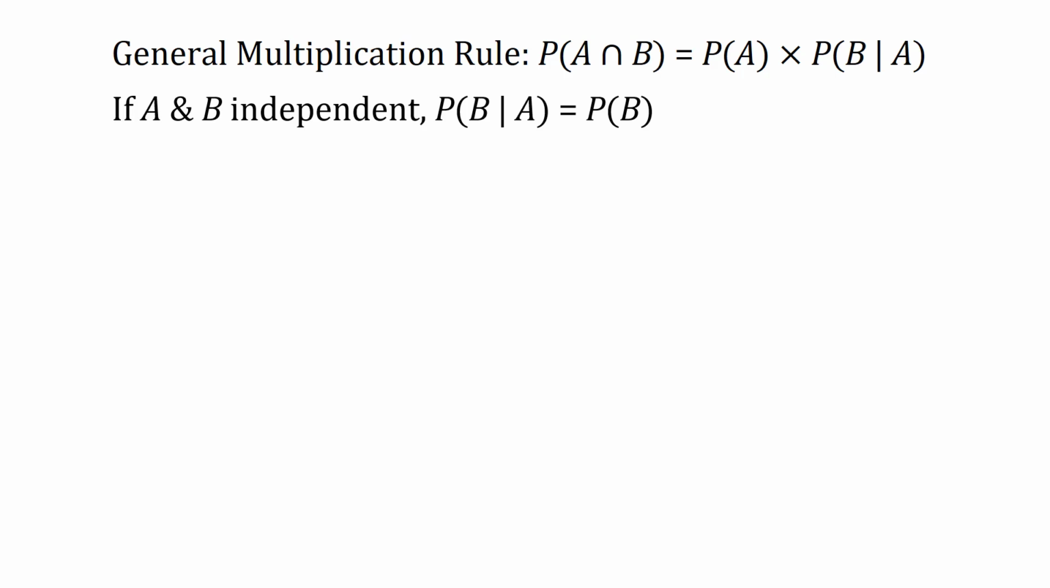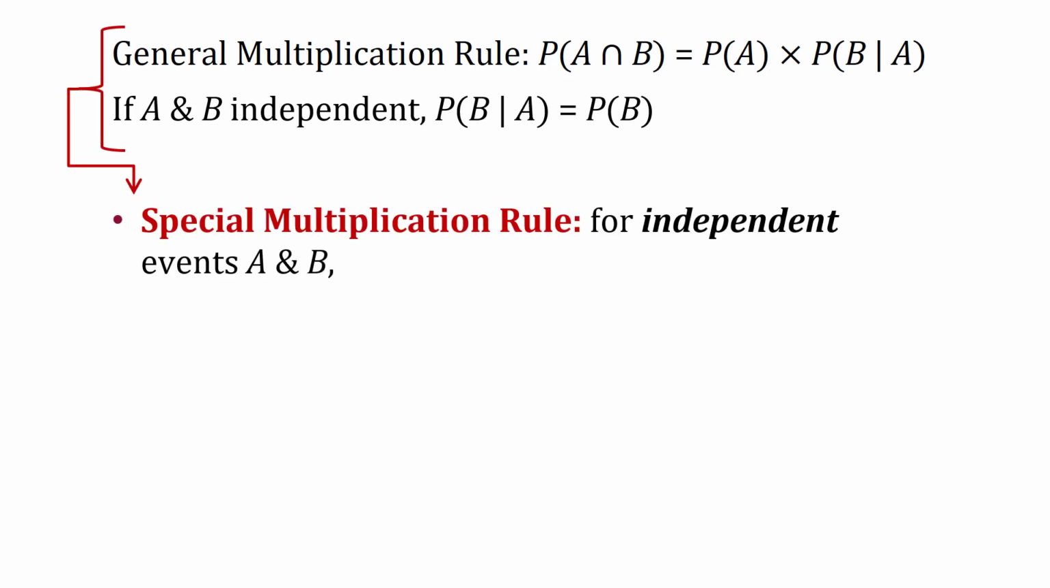If I combine these two facts together, I get what's called the special multiplication rule. So if I have two independent events A and B, their intersection probability is just the product of their simple unconditional probabilities. So the probability of A intersection B is just the probability of A times the probability of B.